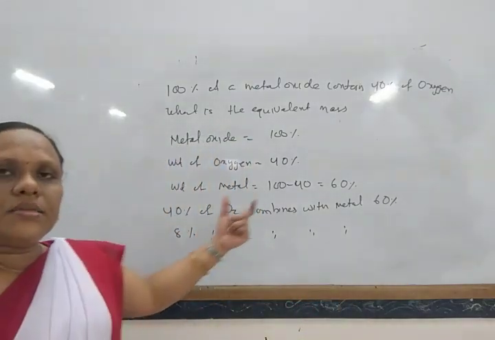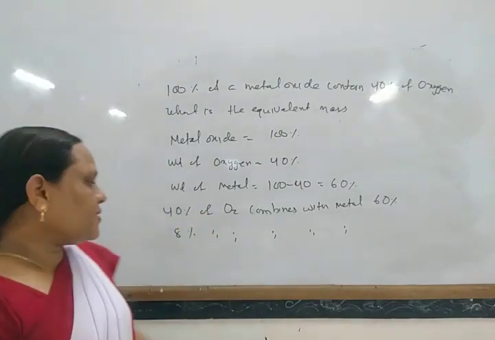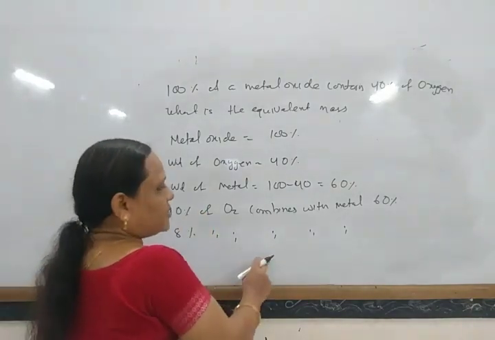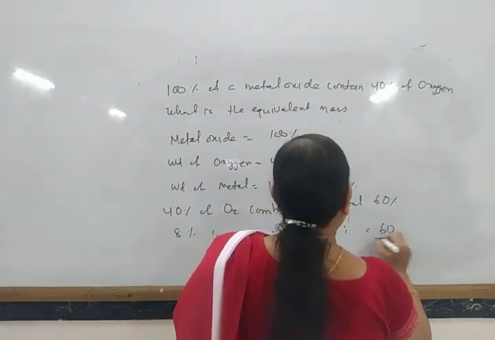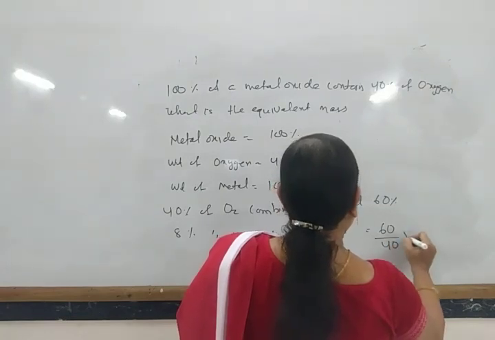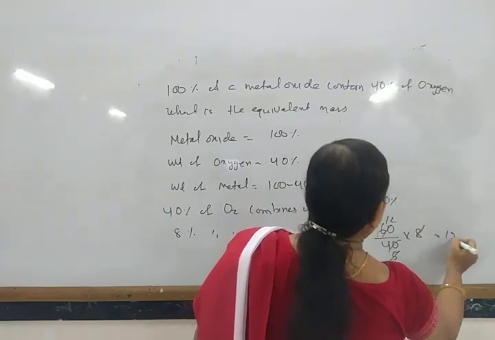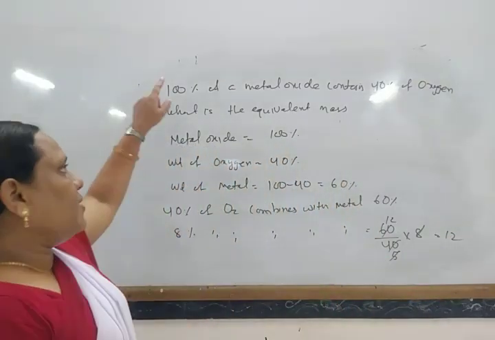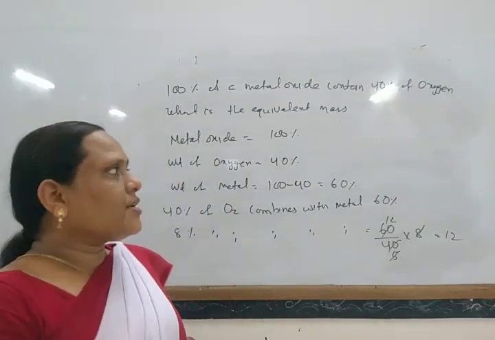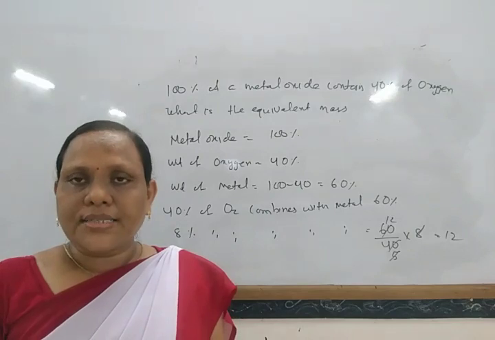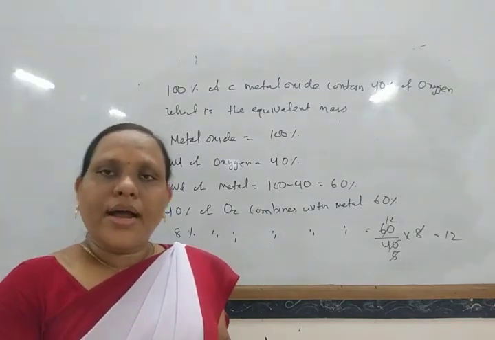If the number of parts is given, then parts; if grams are given, then grams; if percentage is given, then also find it in percentage. Then 8% of oxygen combines with metal, that is equal to 60 by 40 into 8, that is equal to 12. Hence, the equivalent mass of the metal is found to be 12. So in this way, you can determine the equivalent mass with respect to oxygen, chlorine or hydrogen.